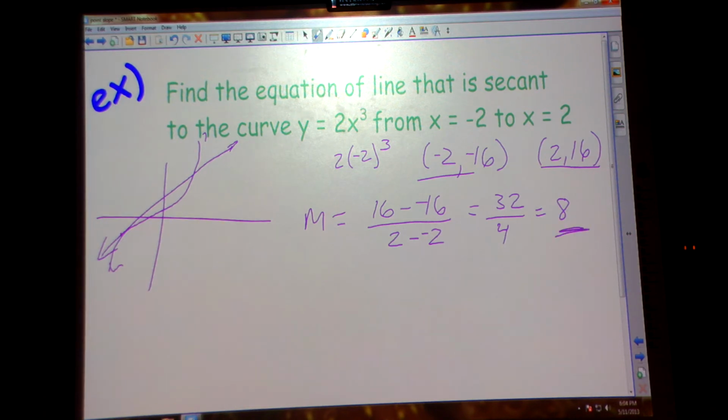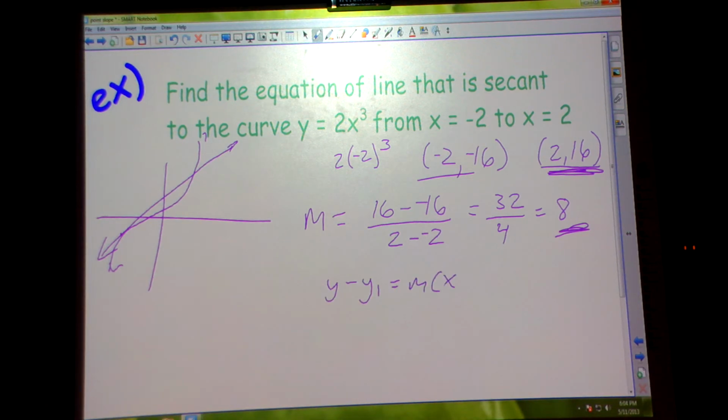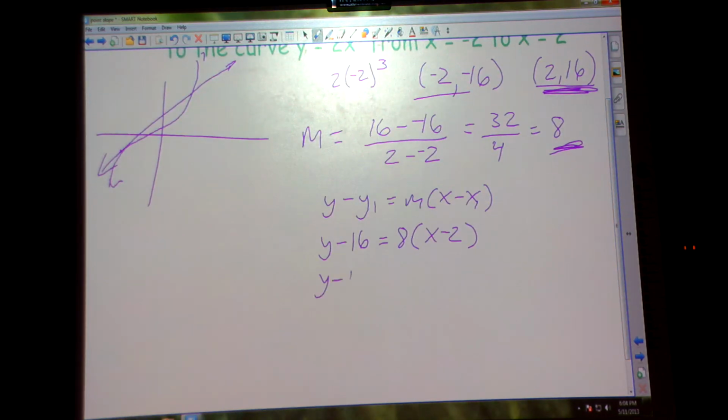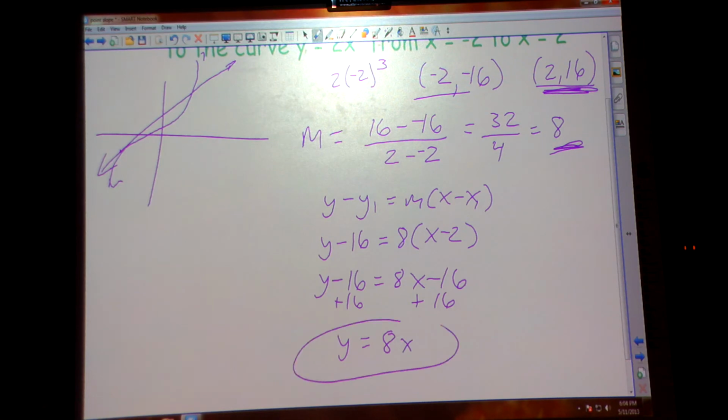So I'm going to use my slope, and let's use the positive point. y minus y1 equals m times x minus x1. y minus 16 equals 8 times x minus 2. Okay, distribute. I have y minus 16 equals 8x minus 16. So add 16 to both sides. Okay, y equals 8x. Voila.